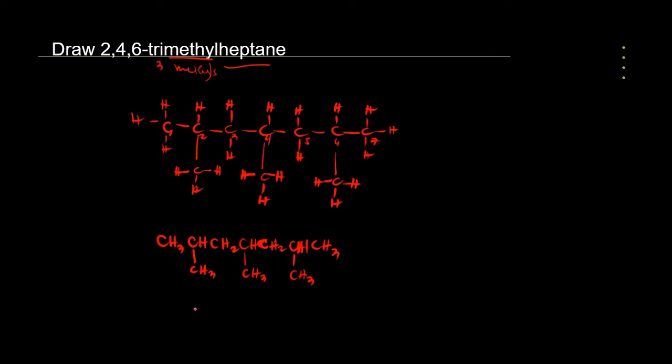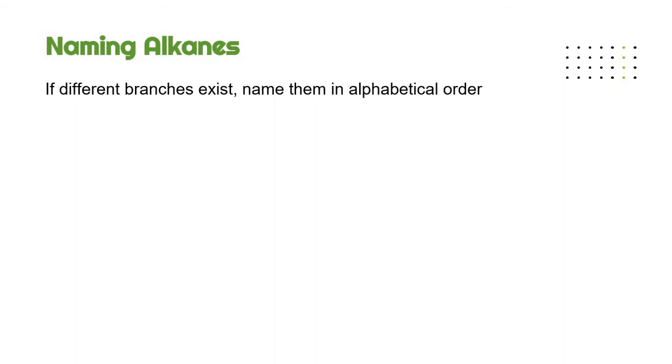Okay, how about we write the line diagram? So to write the line diagram, first draw the parent chain. How many are now? 1, 2, 3, 4, 5, 6, and 7. And then at 2, there's a methyl. At 4, there's a methyl again and another methyl. So this is how it looks like in bond line diagram. Okay? Easy.